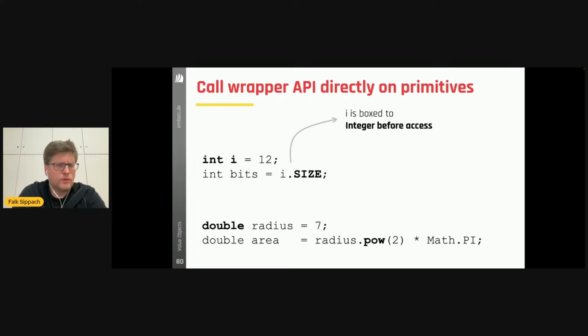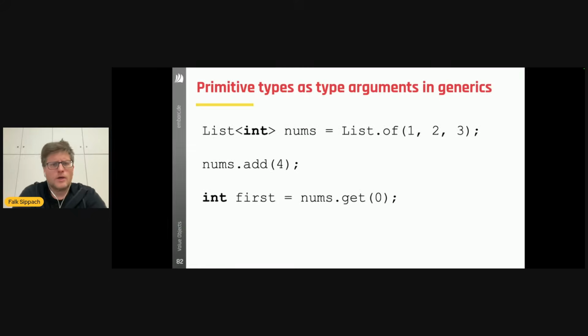The same here for radius, and we can say power 2, or there we have a list of ints, a list of 1, 2, 3, and then we add 4, and then we can just get an int back. And of course, the list is of Integer, so there's an implicit boxing and unboxing, but boxing and unboxing is not really expensive. It's not as expensive as it was before because it's just the same value, and the wrapper isn't there anymore. There's no header, and so there's no identity, and so on.